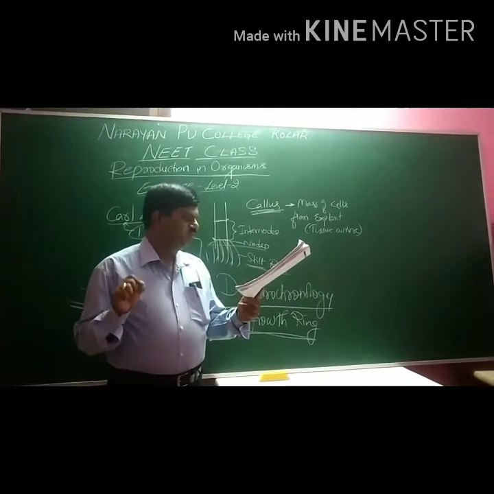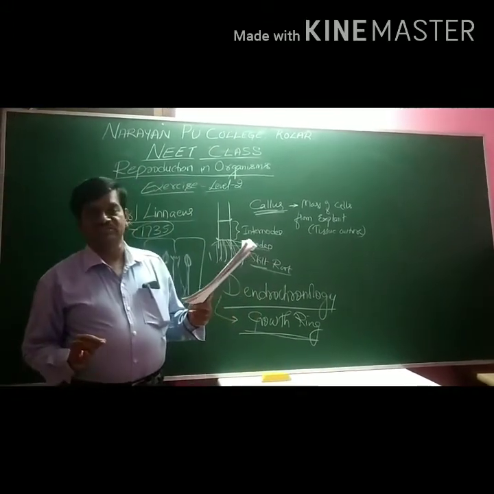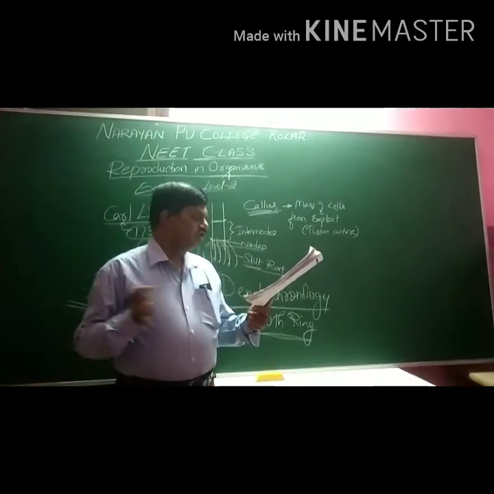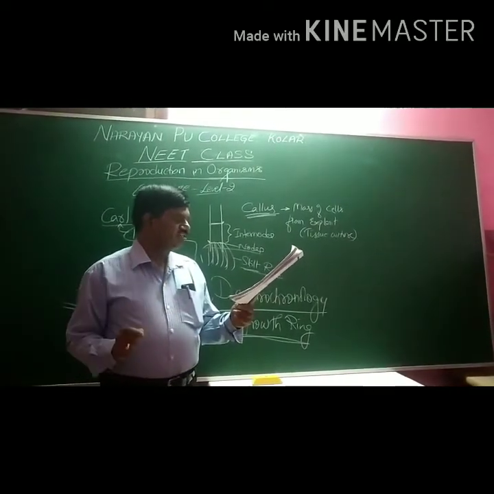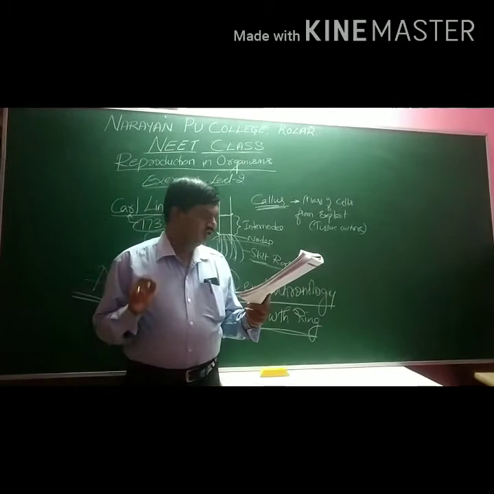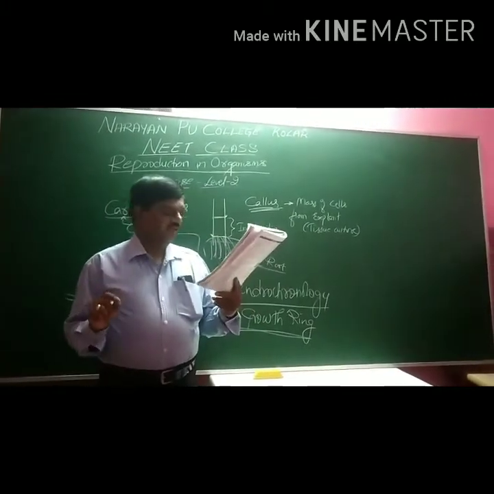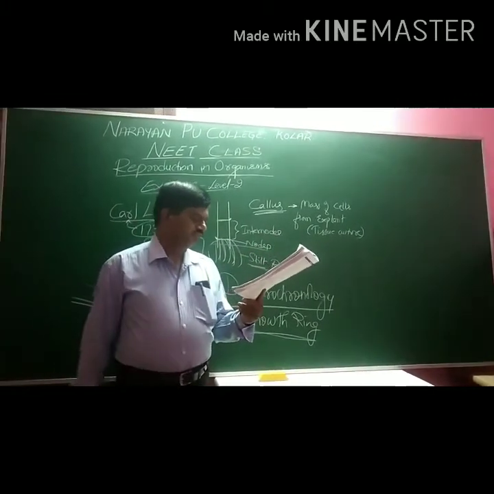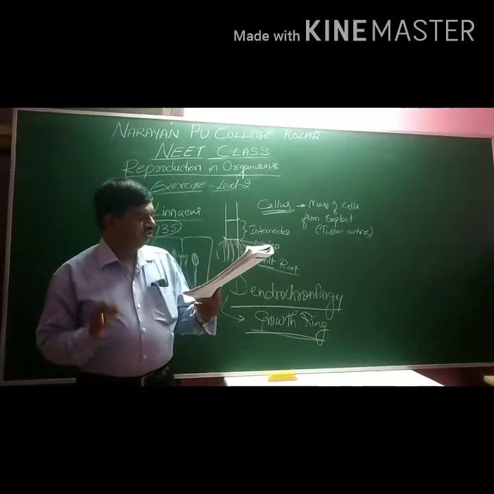Plants and animals with relatively simple organisms. Simple plants and animals also undergo asexual reproduction. So the right answer is all of the above. So for the 24th, all of the above is the right one. Next, we'll go for the 25th question.